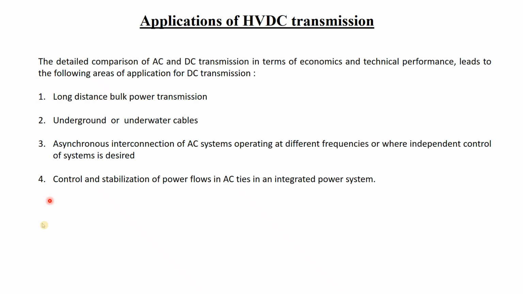Okay. So the detailed comparison of the AC and DC transmission in terms of economic and technical performance leads to the following areas of applications for DC transmission. So where it is used, obviously in long distance bulk power transmission, since it is required for long distance only, because it is already mentioned that above the break-even distance HVDC is used.